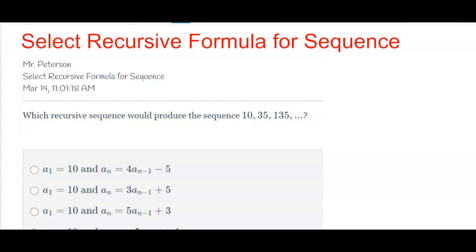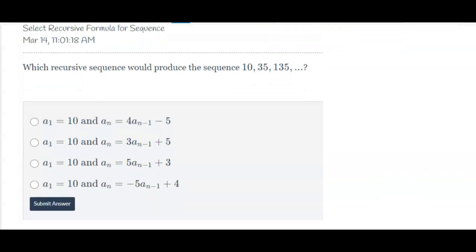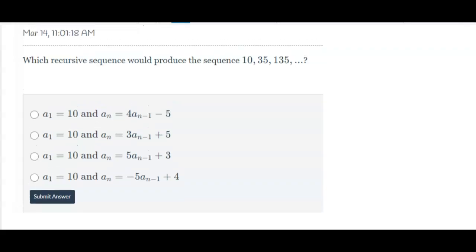Okay, third category is asking which formula it is. So it's multiple choice. So when you do these, you look for the first term, but they didn't give anything away there because all 4 of these have the correct first term. So what we're trying to figure out is which of these formulas is correct. So going from 10 to 35 to 135, these are all showing times something. So what you could do is just test it. So if it's the first one and you did 4 times the previous term 10 minus 5, do we get 35? And we do.